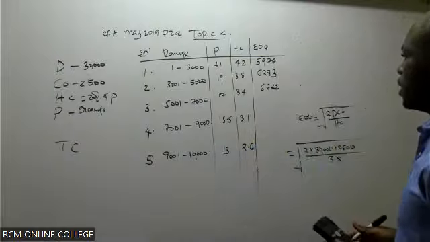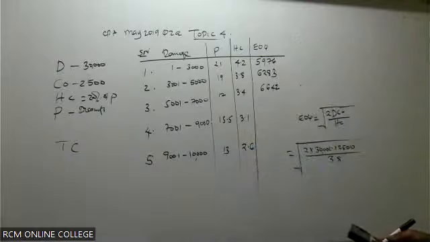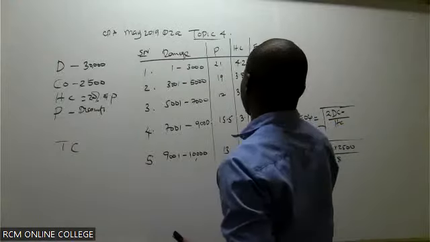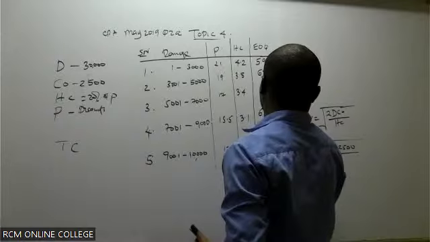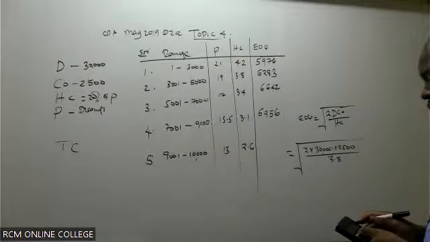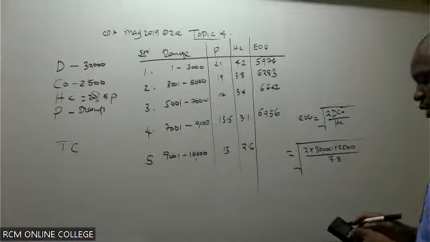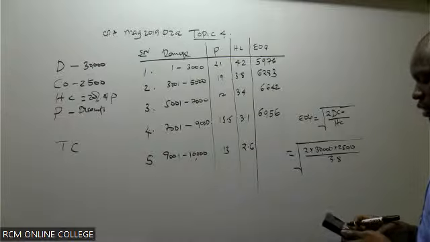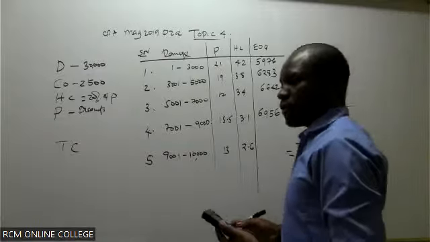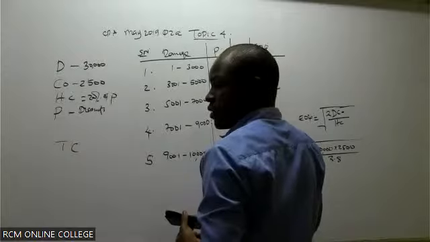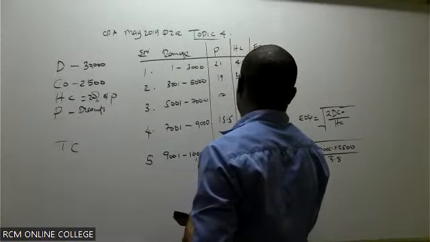Then the fourth one, tunapata ngapi? 3.1. 6956. Is it? Then the fifth one, or the last one, tunapata ngapi? 75.95 ama 96. Umeround off sana. 75.96.